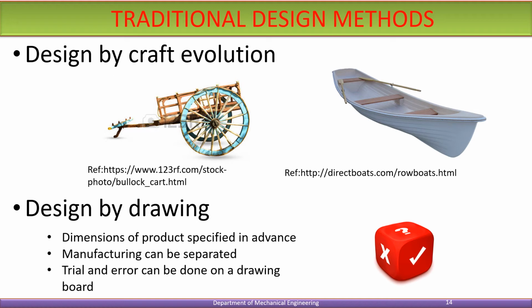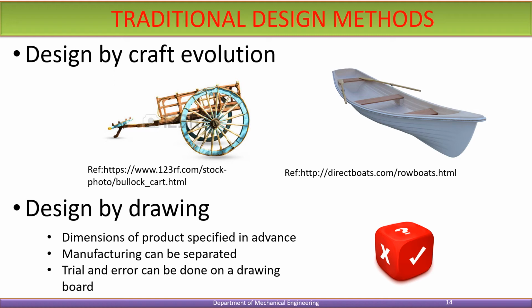Here, these are mainly the weaknesses. The craft evolution process successfully developed some complex structures. The craft evolution method has become obsolete for two reasons. First, this method cannot adapt to sudden changes in requirements. Secondly, the product cannot be manufactured on a mass scale.